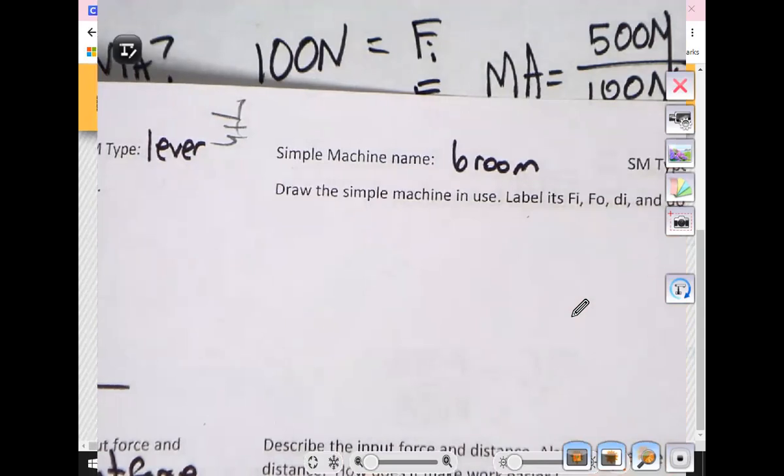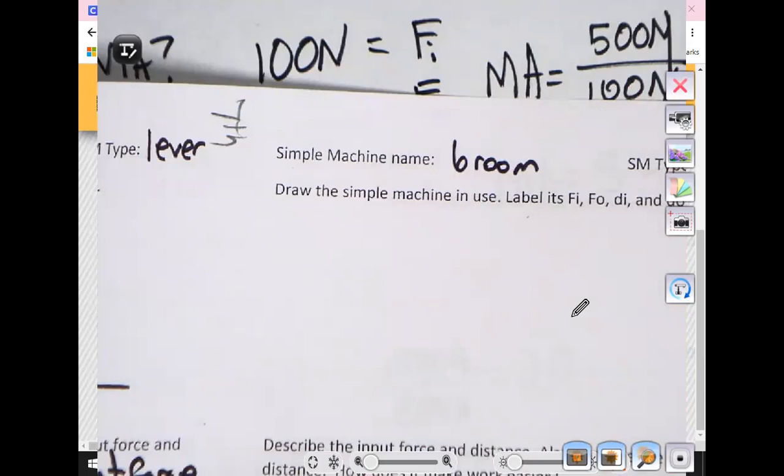All right. So when somebody uses a broom, if I reach over here, who does a longer distance? Again, if you look over here, I put my force right here. I'm doing my force over a distance of this far. The machine does its force over a longer distance. Okay. The machine, the simple machine, does a longer distance. All right. So you're going to draw the FI, the FO, and the DI, and the DO. So do that right now.